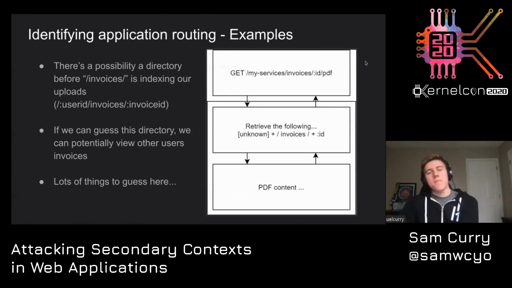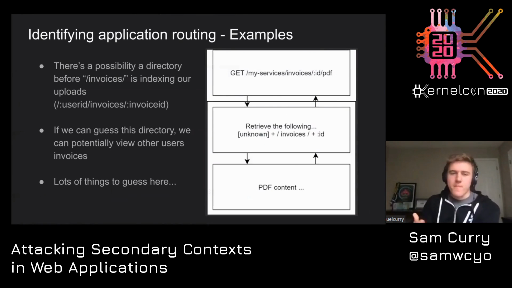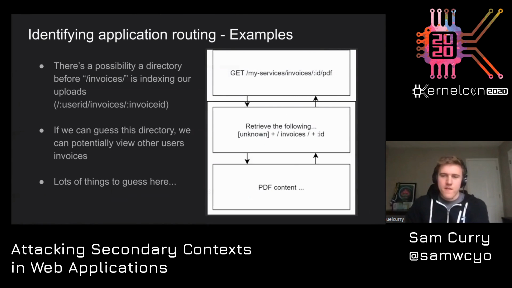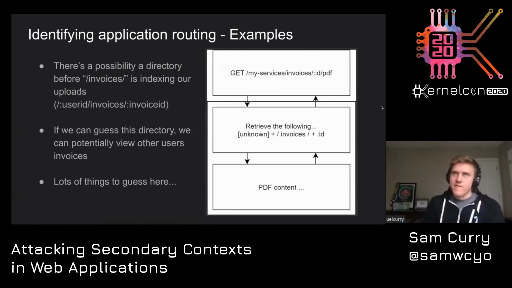So there's a possibility invoices is indexing our uploads. One of the things I thought of is, in the previous context where we had that routing and we were able to pull the other user's files, maybe we could do a similar thing here. But the question is, how do I identify how it's indexing our folder?